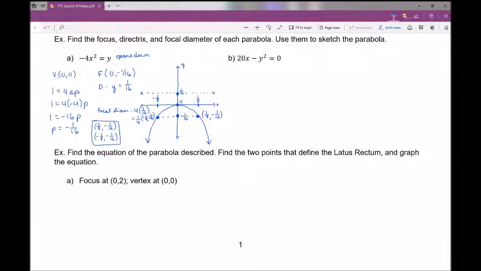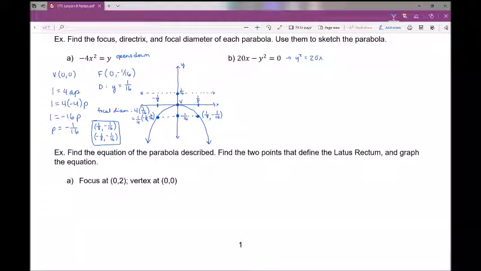So let's try another example. So now we have 20x minus y squared is equal to 0. Okay, so the first thing that I would do is get this into a form that we recognize. So if you notice, the y squared and x are on the same side of the equation. So what I would do is get that to the other side. So we get y squared is equal to 20x.